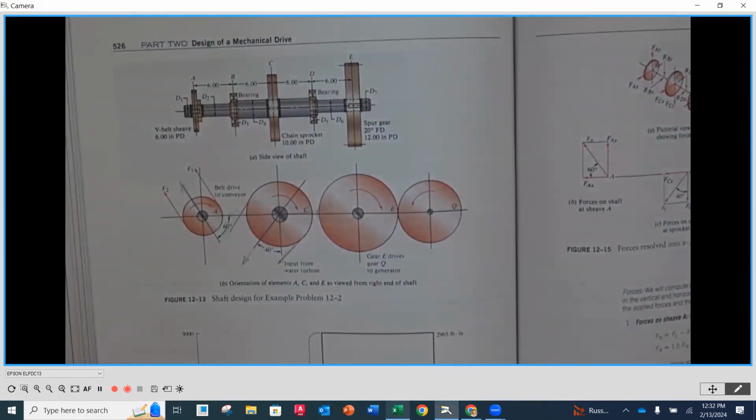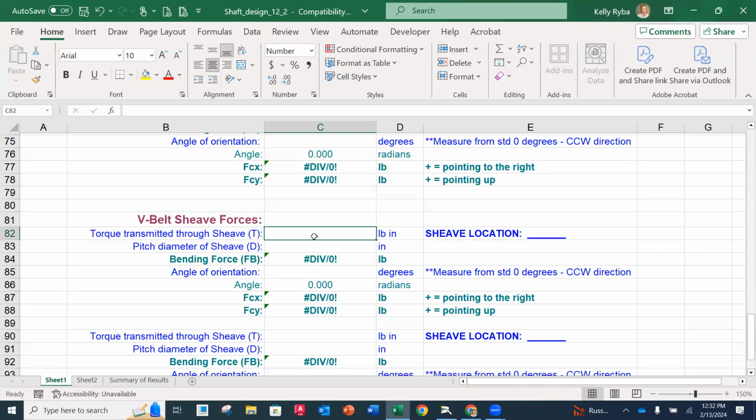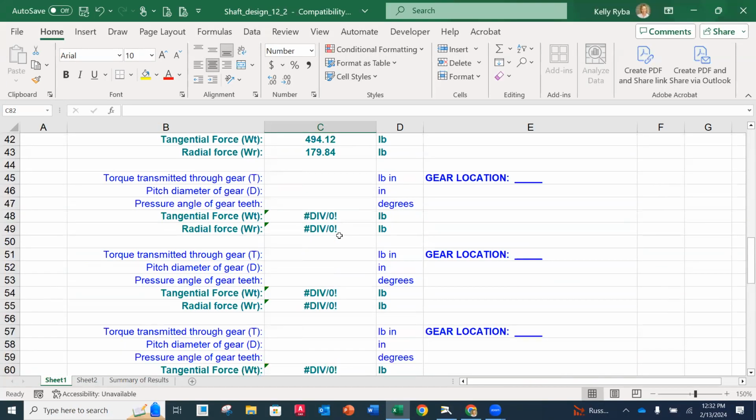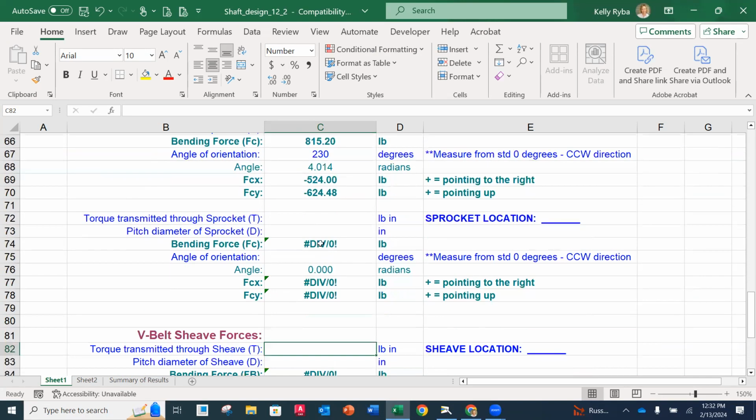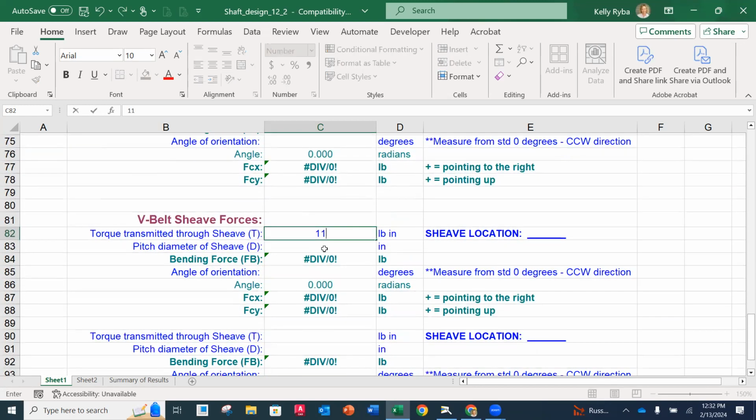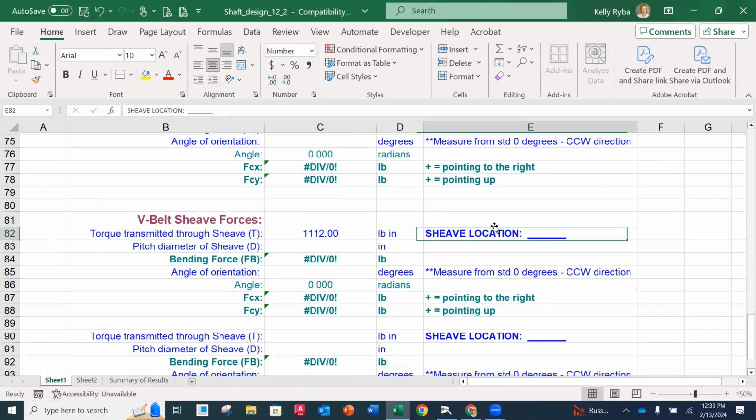So first things first, you'll notice that this is a 6-inch V-belt sheave. So I'm going to go back over here. My torque at the V-belt, that's A, right? So my torque at A was 1,112. They're using 1,112. That's about what ours is, if you round up. So 1,112. Okay. And the sheave location is going to be at point A. And then the pitch diameter given in that design proposal is 6 inches. So this would be the bending force that would be created on center.